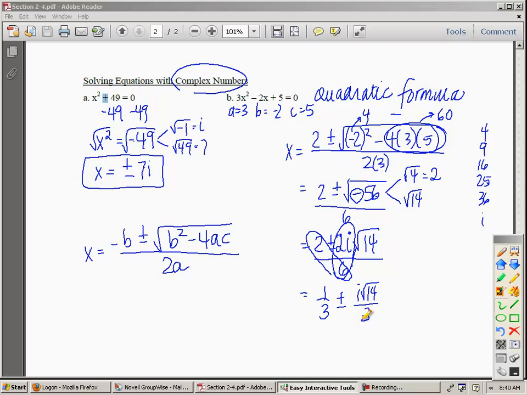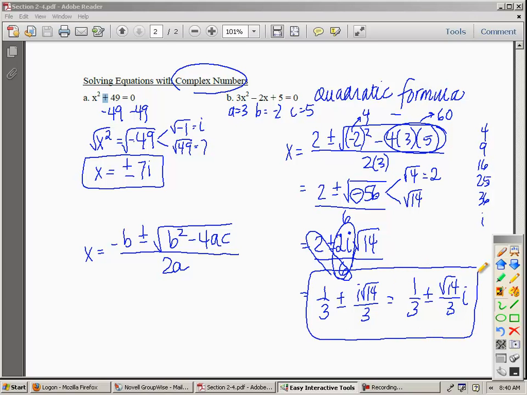And you could leave it here, or you could also say it this way if you want the i at the end, the square root of 14 over 3 i. Either of these would be acceptable. It doesn't matter to me. Mathematically, you see the i in front of a square root more than you see the i at the end, but I would take either.